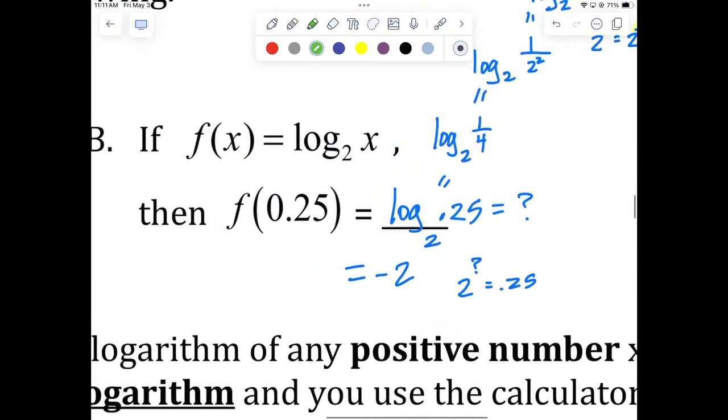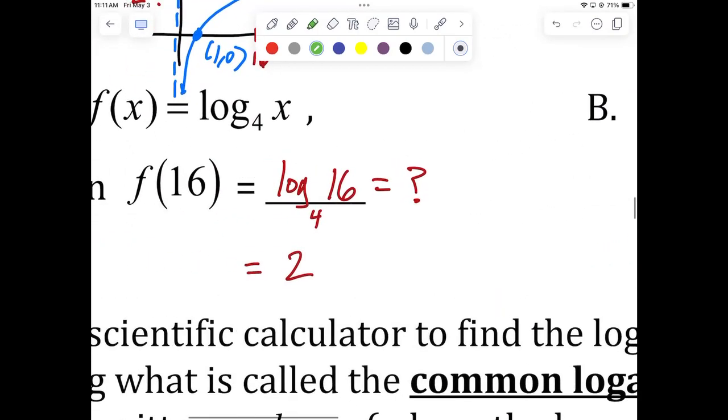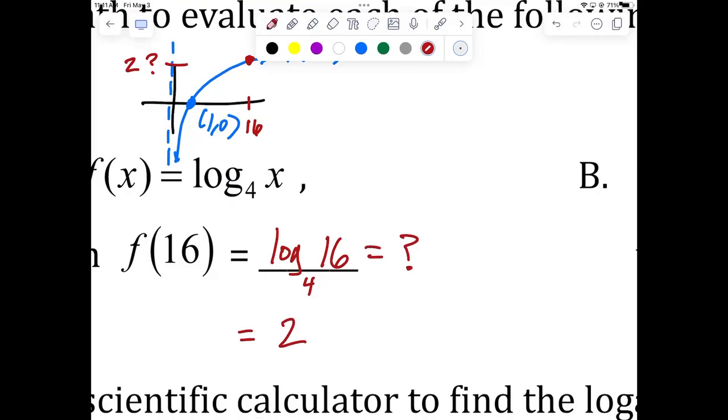Look, we could do that over here too. The first one was real intuitive. When I said 4 to the what power is 16, well, we could have easily written it like this. We could have written it as log base 4 of, what's 16? It's 4 squared. And now what's log base 4 of 4 to the blob? It's just the blob, which is 2. It's just the exponent. It's just a different way of writing it.